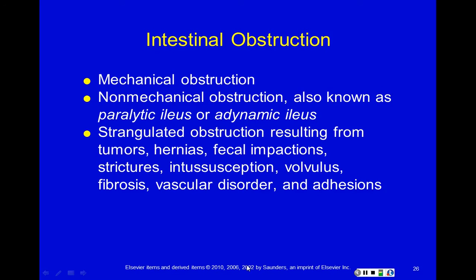Okay, so now we'll talk about intestinal obstruction. There are two different types of obstruction. A person can have an actual mechanical obstruction, or the person may have a non-mechanical obstruction. With a mechanical obstruction, it could be a problem outside of the intestine, maybe scar tissue development, adhesions, or a hernia.